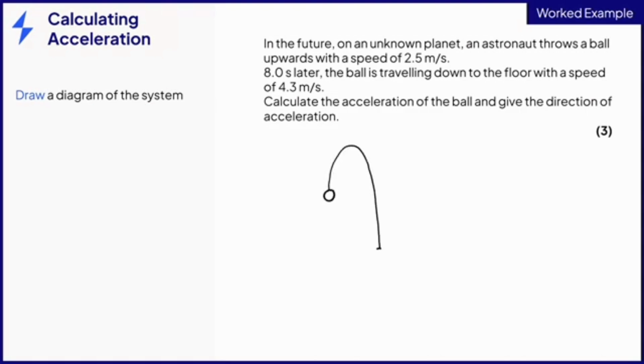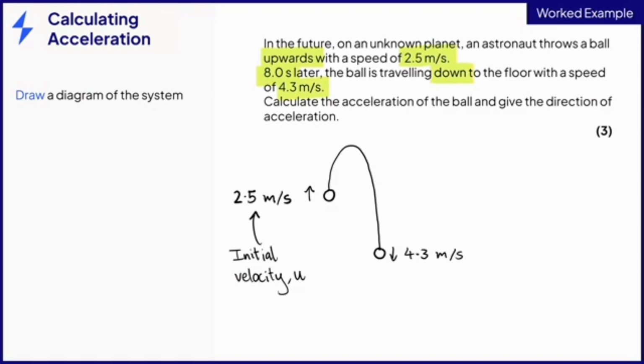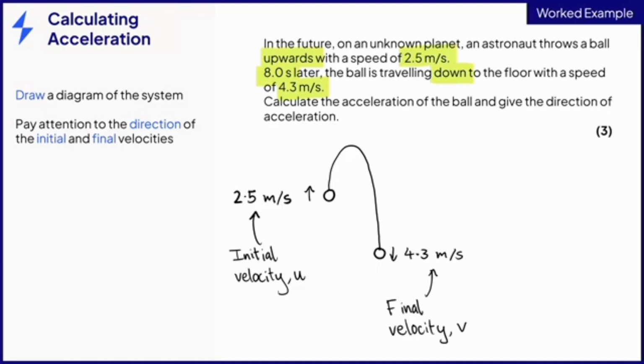The ball is thrown up, reaches its maximum height, and then starts falling downwards. The time taken is 8.0 seconds. Its initial velocity is 2.5 meters per second upwards and has the symbol u, and its final velocity is 4.3 meters per second downwards and has the symbol v. To show that these velocities are in different directions in our equation, we need to give them different signs.